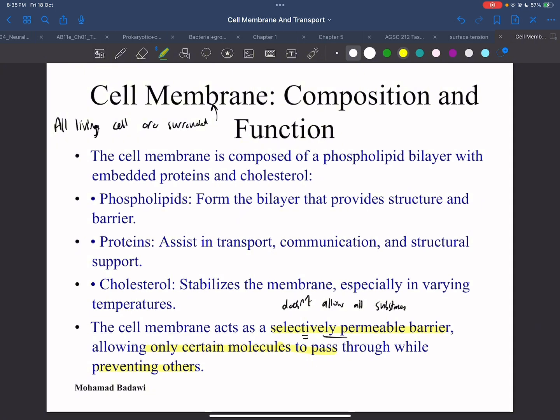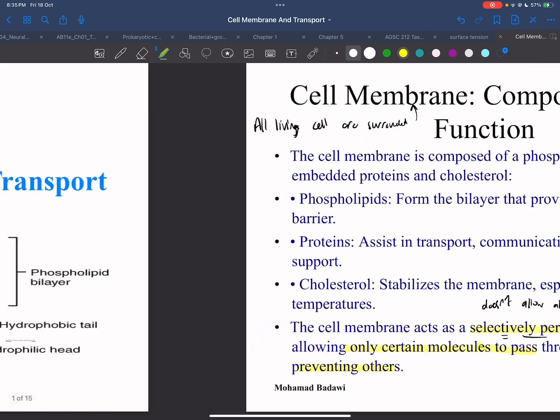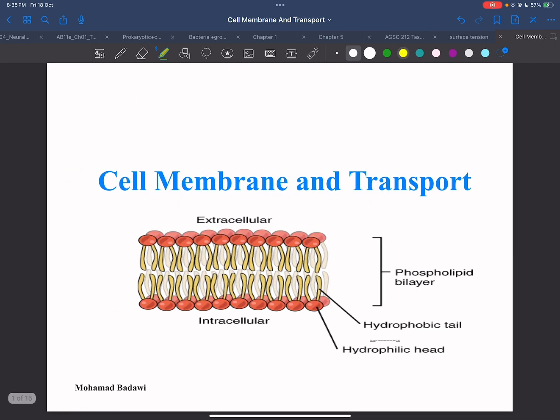Now, in order to understand the transportation and why we have different modes of transportation, let's look again at the composition of the cell membrane. So this is an image of the cell membrane. As you can see, it's a phospholipid bilayer, and it has two regions. It has the hydrophilic part, a hydrophilic head, and it also has a hydrophobic part.